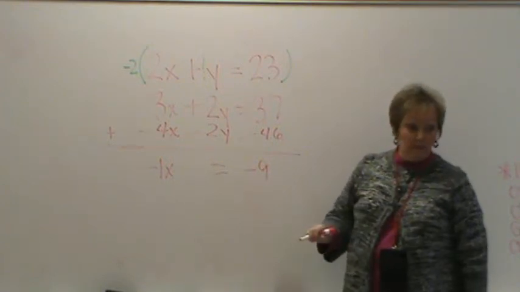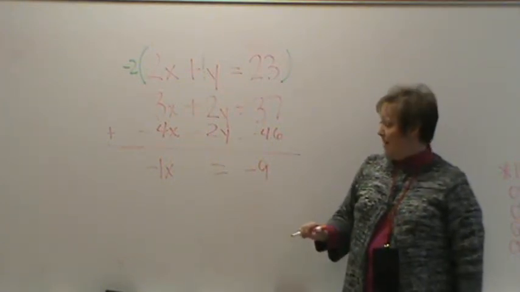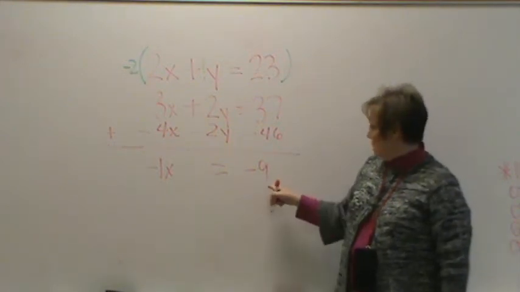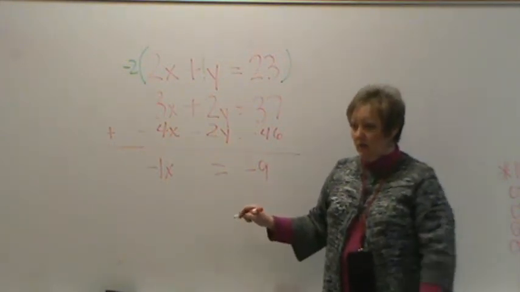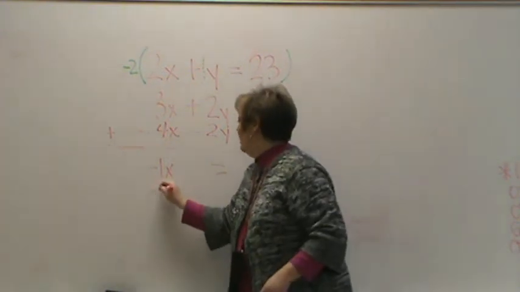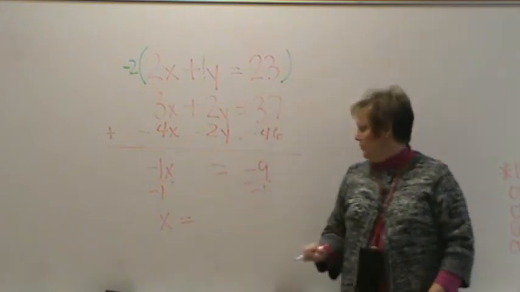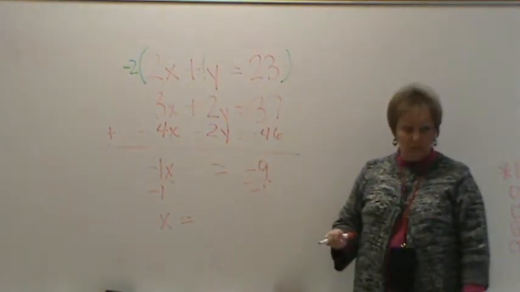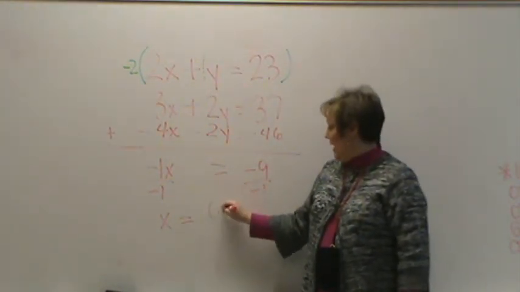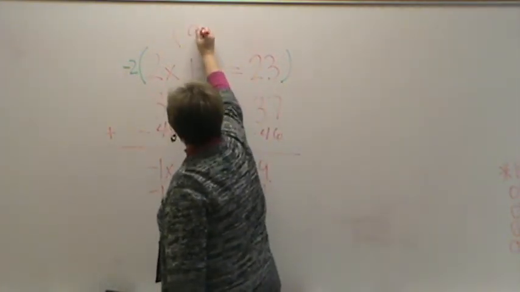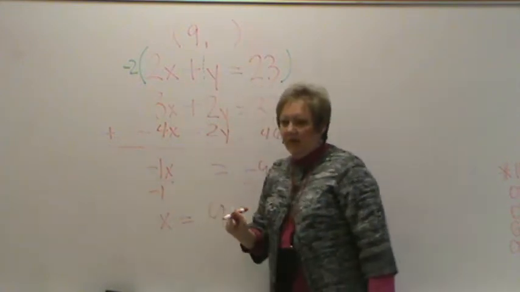Okay? Now, am I interested in negative x? Negative 9. Divide each side by negative 1. So x equals 9. So that's half of my solution. Okay, you all find the other half.